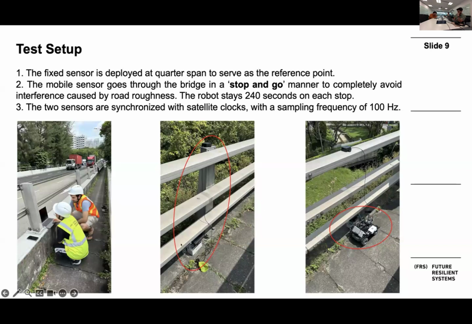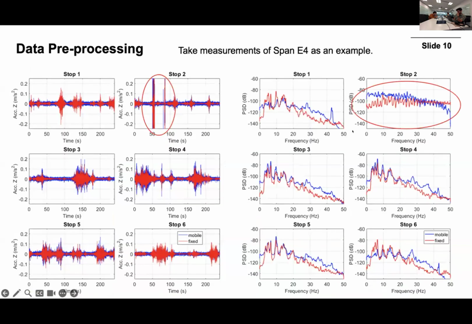Those sensors, although they do not communicate with each other, are synchronized. This is very important for structural health monitoring. The synchronization is done by synchronizing the time steps obtained from the satellite clocks, and the sampling frequency is 100 Hertz.